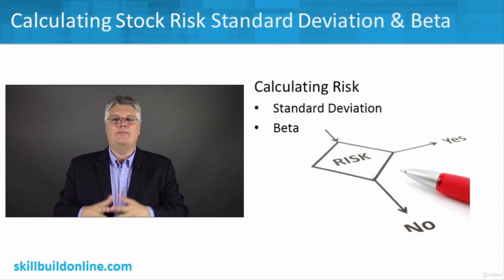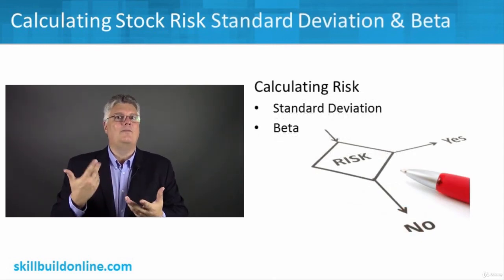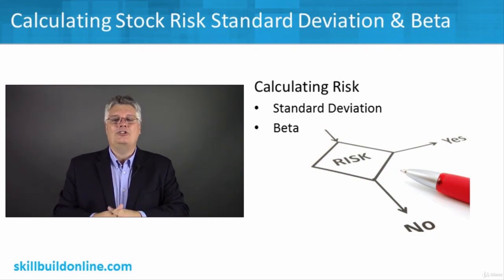So standard deviation and beta are a good way to look at things and say, boy, is this a risky investment? Is there a numerical measure I can use? And yeah, these two will help you out with that.